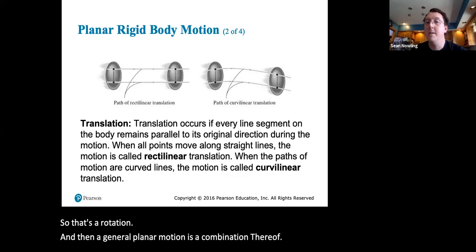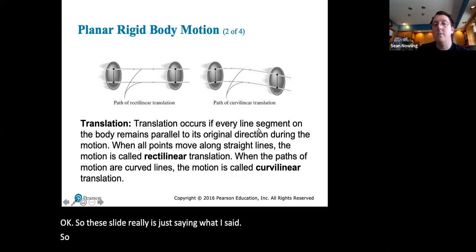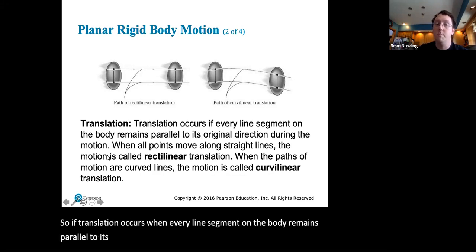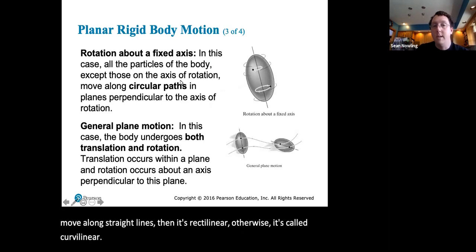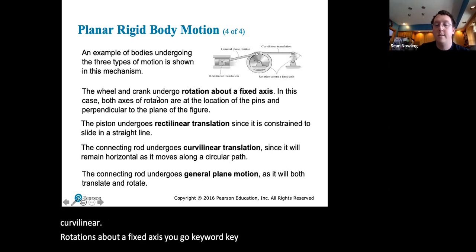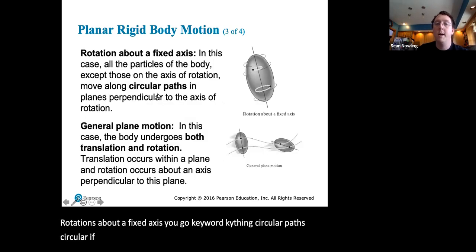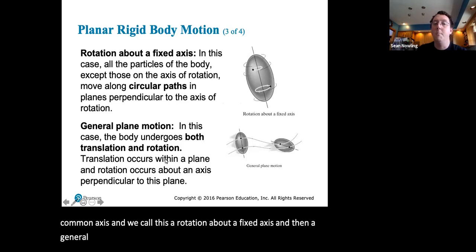So this slide really is just saying what I said. A translation occurs when every line segment on the body remains parallel to its original direction during its motion. When all the points move along straight lines, then it's rectilinear. Otherwise, it's called curvilinear. Rotation is about a fixed axis. Here's the key thing: circular paths. If every point goes around a circular path centered on a common axis, then we call this a rotation about a fixed axis. And then a general motion is a mix of the two.